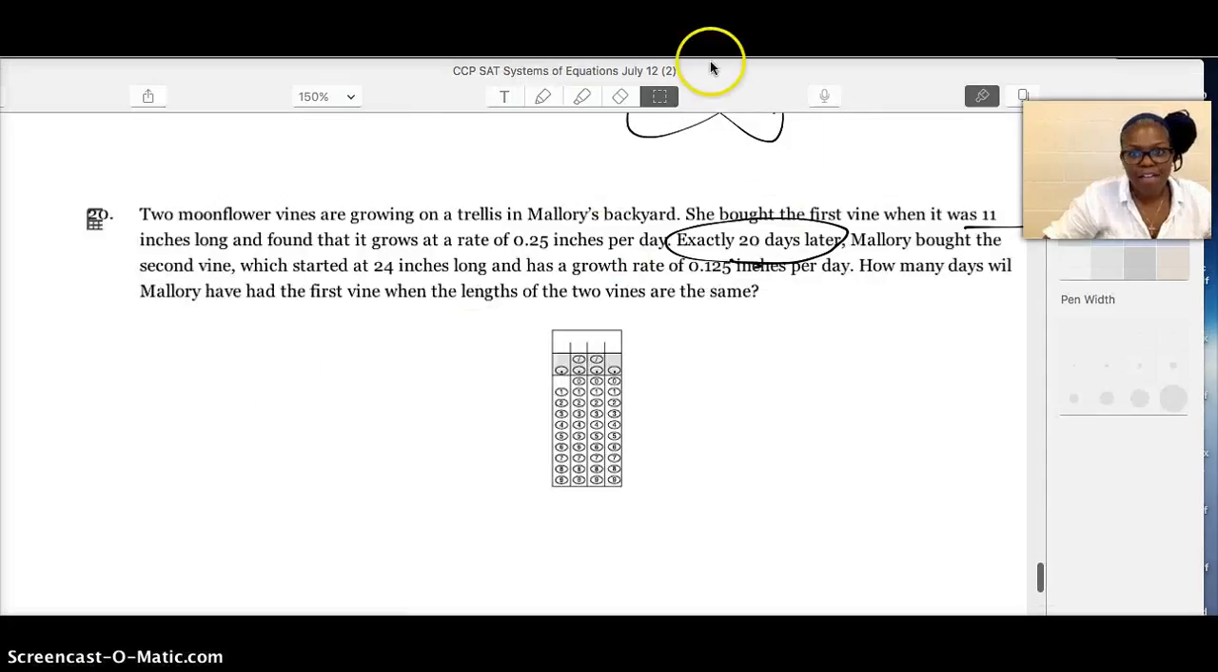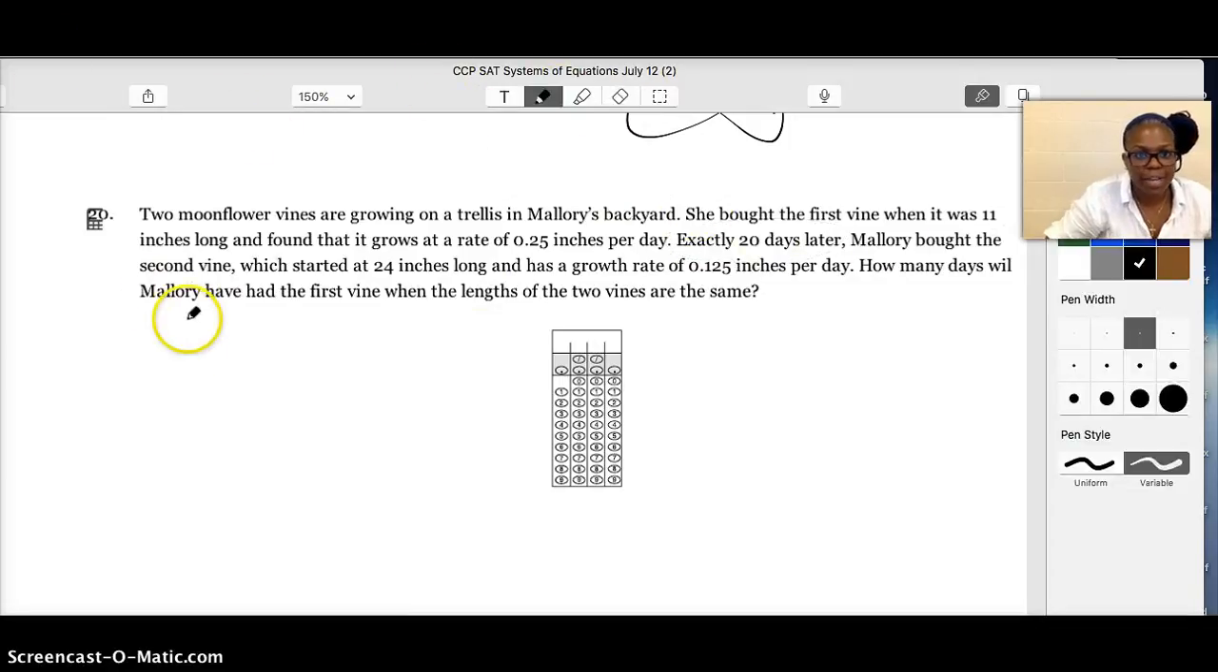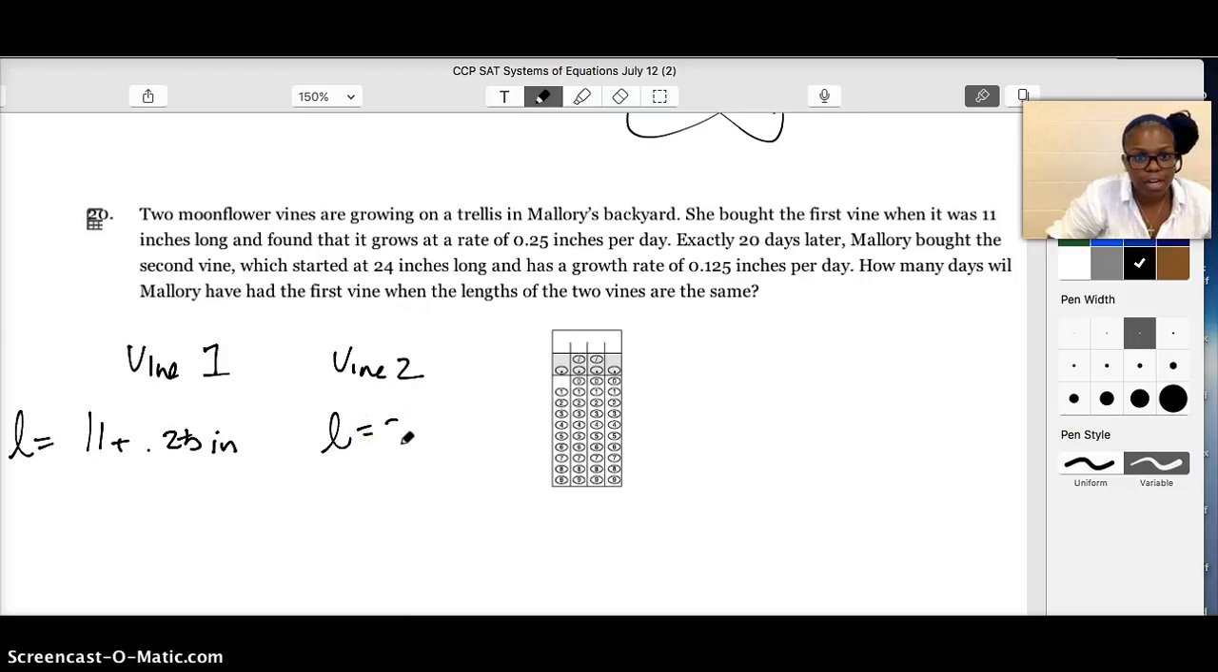All right, so we have this last problem. We've got Mallory. She's got two types of plants, and they have different lengths, and they're growing at different rates. So let's call them vines. We've got vine 1 and vine 2. We're told that vine 1, when she bought it, was 11 inches, and it grew at a rate of 0.25 inches per day. That's going to be the length equation. The length equation for vine 2 is a little bit different. She bought it at 24 inches, and it grows at a rate of 1.25 inches per day.